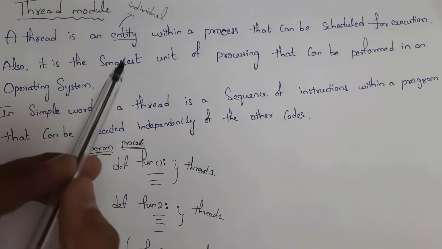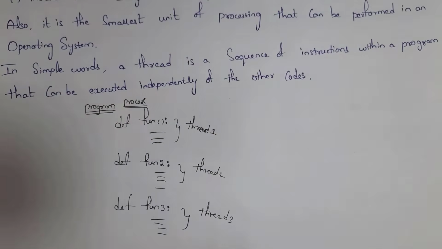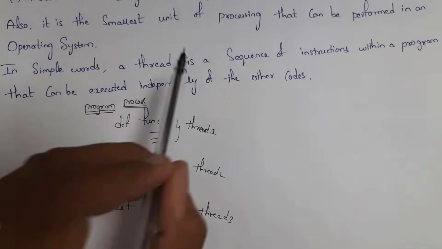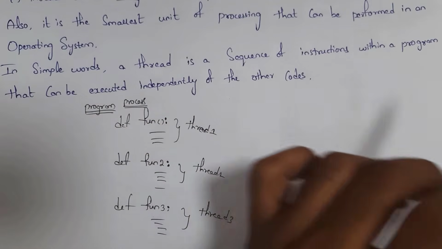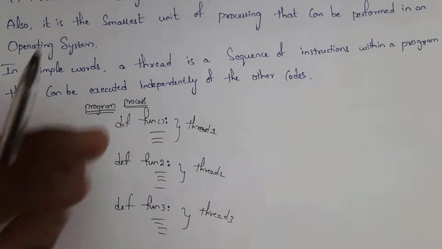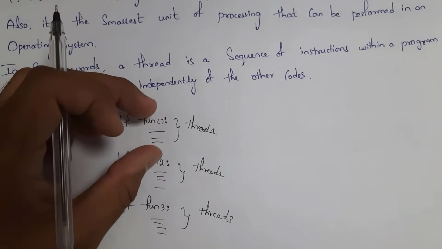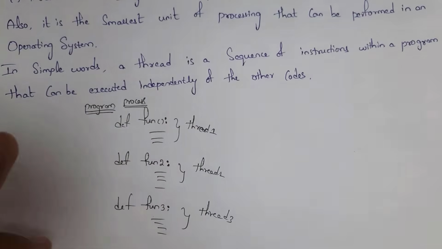Also, it is the smallest unit of processing that can be performed in an operating system. That is nothing but we execute threads within an operating system. In simple words, a thread is a sequence of instructions within a program that can be executed independently of other code. In the thread module, one thread will not depend on other threads. So it will execute this block of instructions independently.